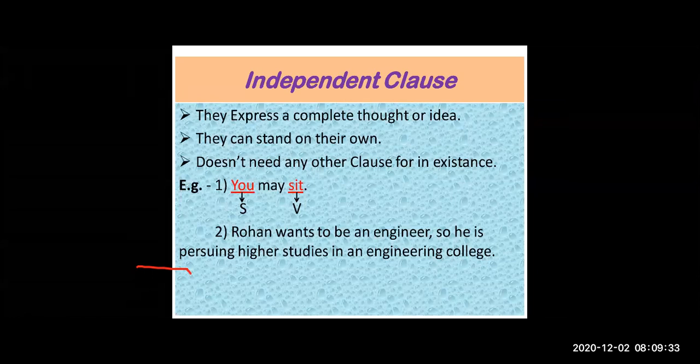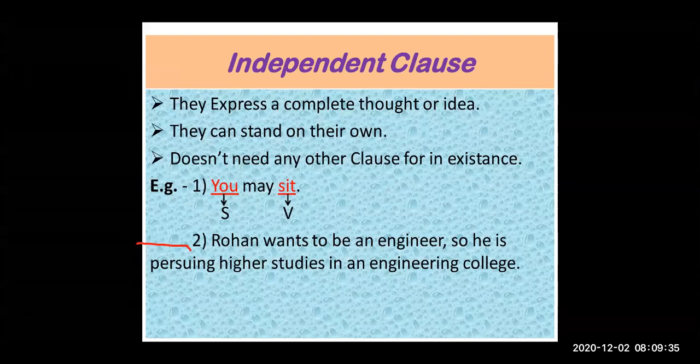See here, which are the two sentences? First sentence is Rohan wants to be an engineer. And the second is he is pursuing higher studies in an engineering college. Now, both the sentences have a complete thought. They can stand on their own. These are the independent clauses. They are separated by a comma and the conjunction so is used. So, these are the examples of independent clauses.